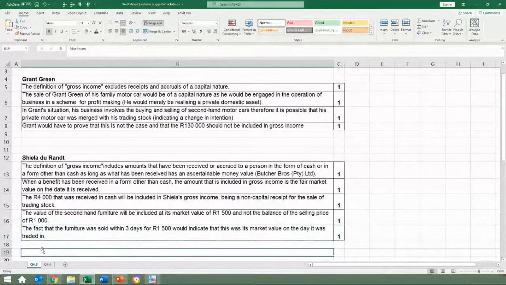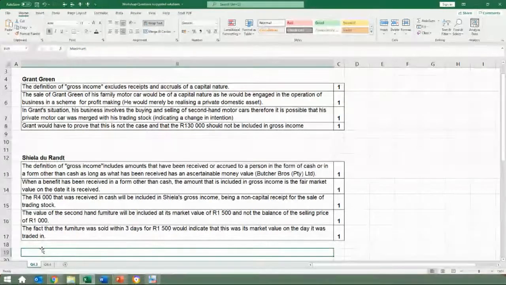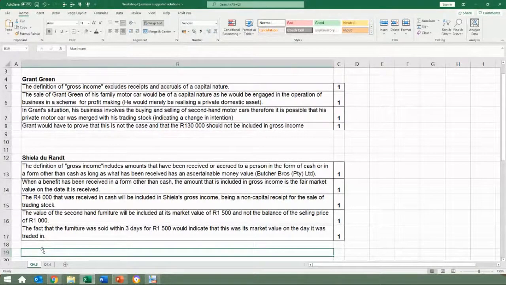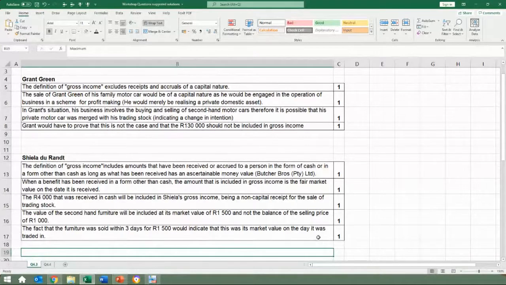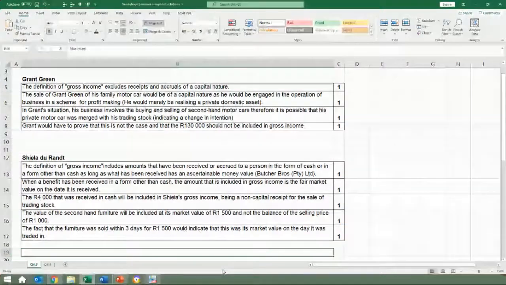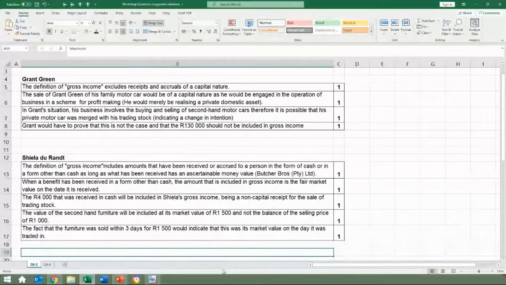And then you state how do we actually know the market value is 1,500? The fact that it was sold like 3 days afterwards is a good indication that that is the market value, or what that furniture is worth. Okay, so that would have been an additional comment that you would have included. Okay, so based on this one, do you guys have any questions on the amount received in cash or otherwise, and how you should actually document it?